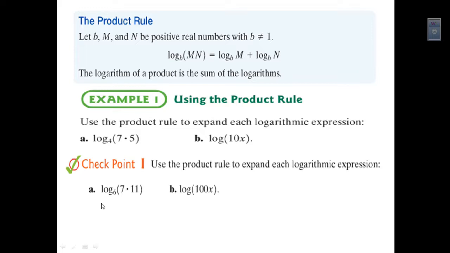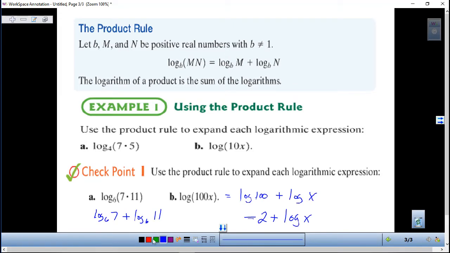Alright, I want you guys to pause the video and try these two, expand them, and see what you get. And I'm going to show you the answer for you to check in 3, 2. Alright, so here are the answers.